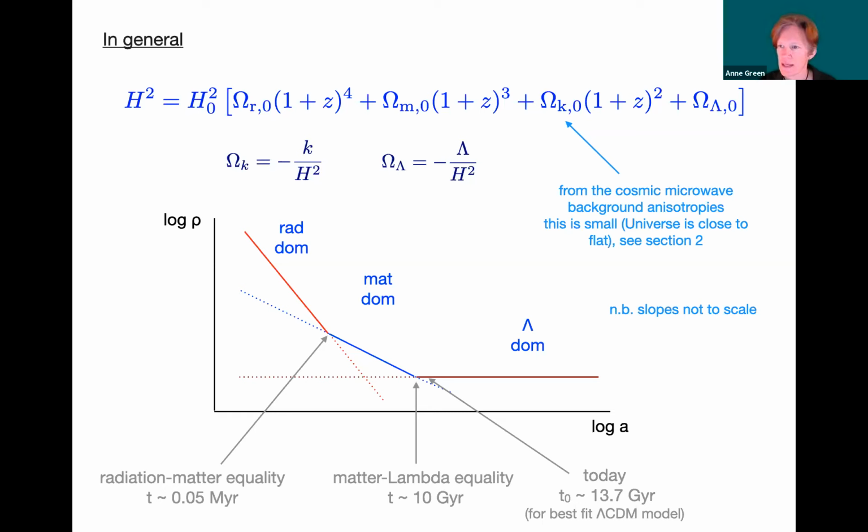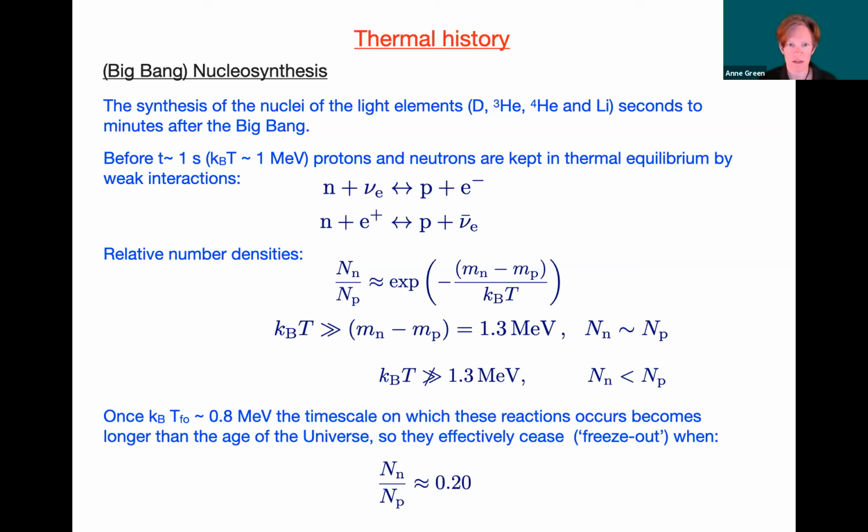Anything else? I think we're okay. Okay, so let's then move on to the thermal history of the universe. And first, we're going to look at Big Bang nucleosynthesis. And so that's the synthesis of the nuclei of the light elements, i.e. deuterium, helium-3 and helium-4 and lithium.